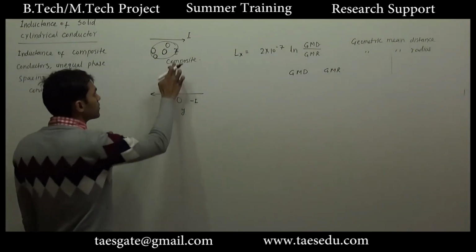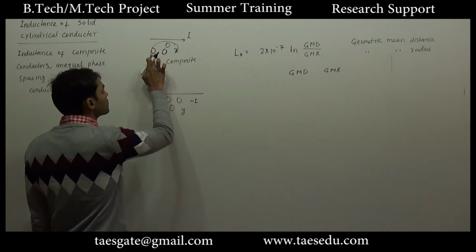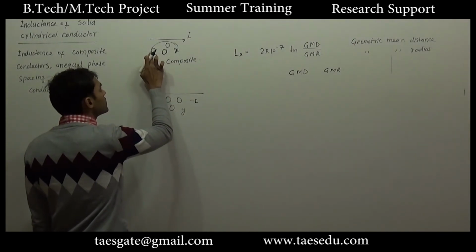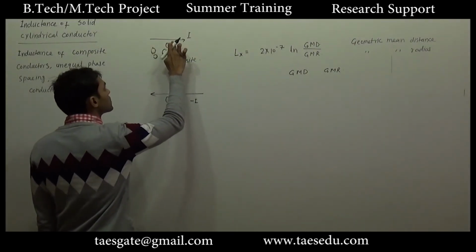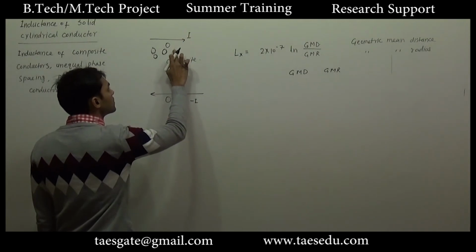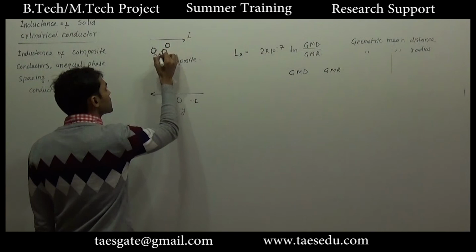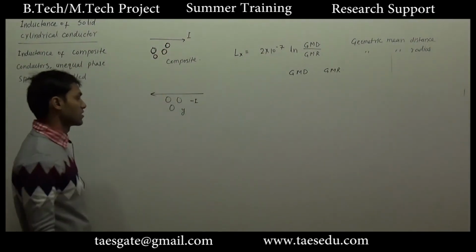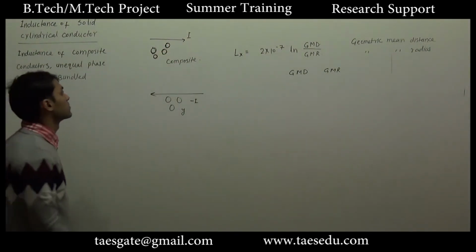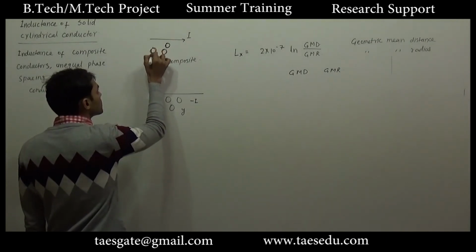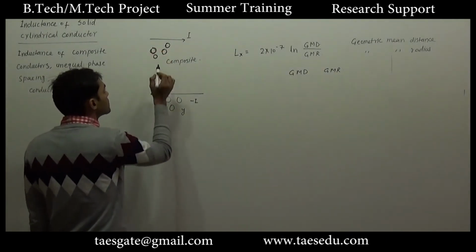Let's say we have to find out inductance Lx. So for calculating GMD, let us try to calculate distance between each strand of conductor X and each strand of conductor Y. How many distances we will have? Let's say for this strand we will have 3 distances.